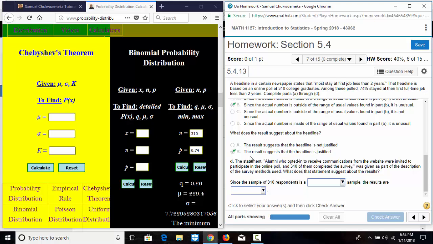So the survey method is not random sampling. This is like a voluntary convenience sampling, a voluntary response. Let's see what they have here. Since the sample of 310 respondents is a voluntary response sample, the results are very questionable. The results are not accurate.